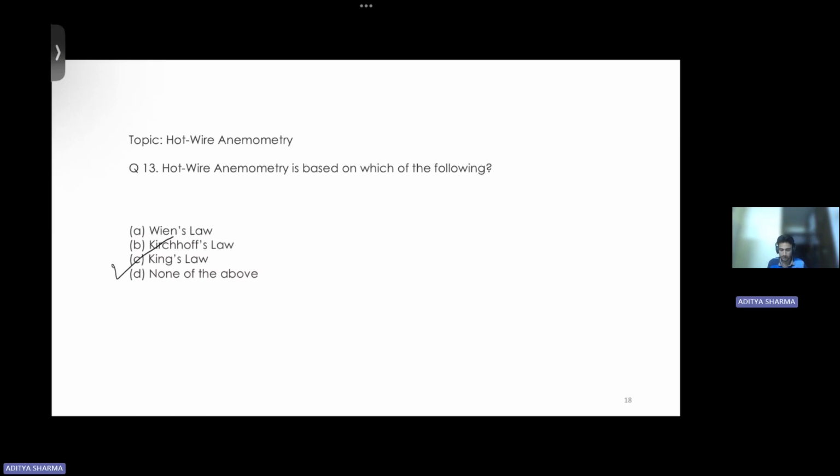All right. So we are done with the conceptual type questions for this session. Now we are left with two numerical type questions, and then we are done with today's session.